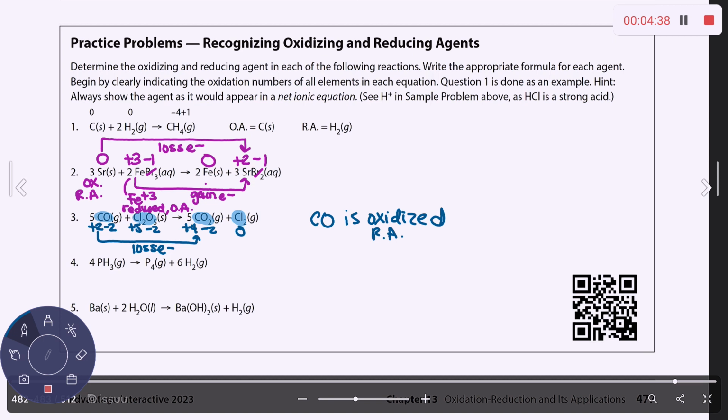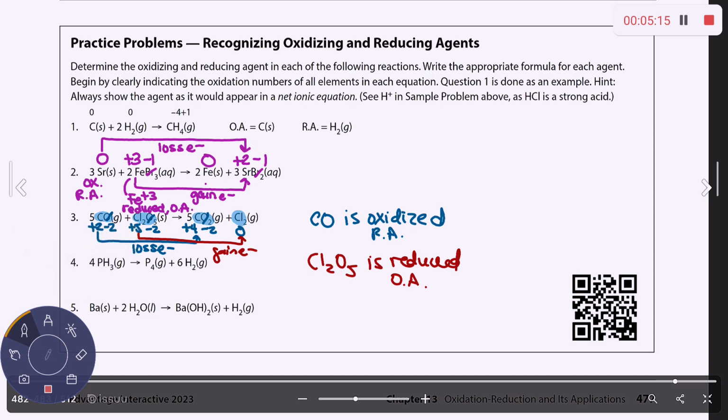Now, for oxygen, oxygen's number didn't change, so we do not care about oxygen at all. We want to compare the chlorines to each other. So this chlorine is at a +5. This chlorine's at a 0. So my oxidation number is coming down. So that means we are gaining electrons. And since Cl2O5 is molecular, you would have to say that the whole thing is reduced, rather than saying an ion in it, because there is no ion in it. And then you would say that it's the oxidizing agent. Okay? For number 4.